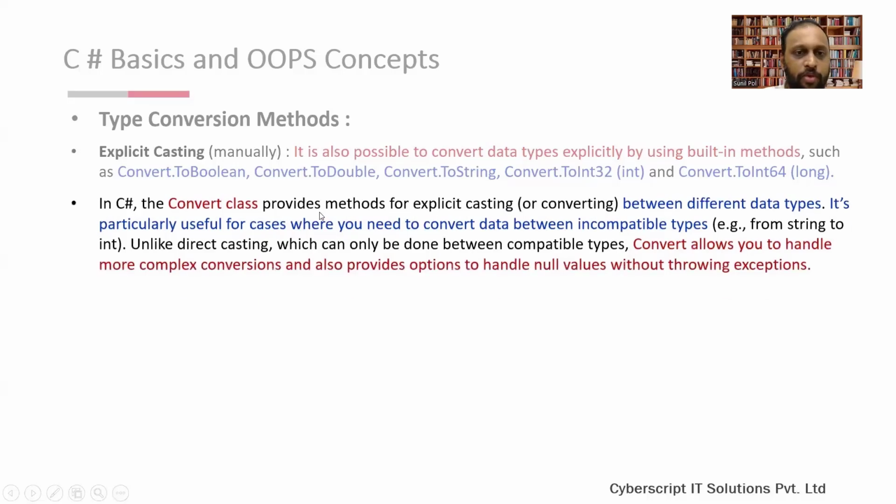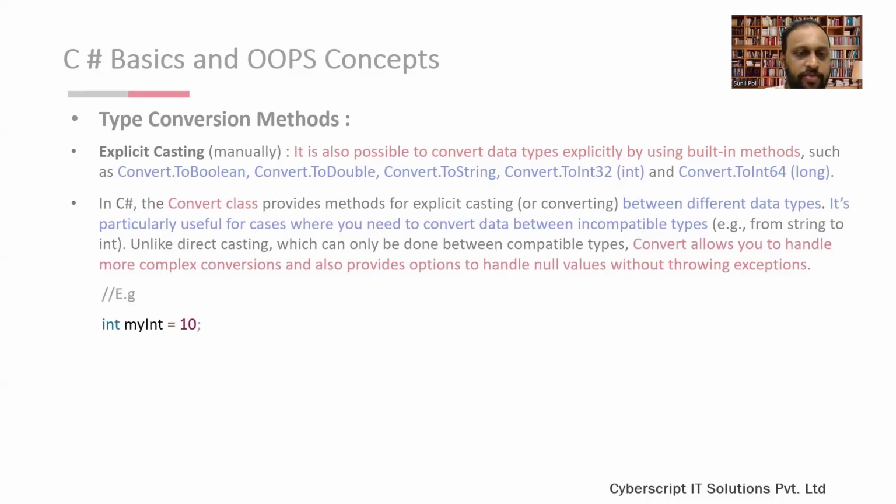In C#, the Convert class provides methods for explicit casting between different data types. It's particularly useful for cases where you need to convert data between incompatible types, such as from string to int. So unlike direct casting, which can only be done between compatible types, Convert allows you to handle more complex conversions and also provides options to handle null values without throwing an exception.